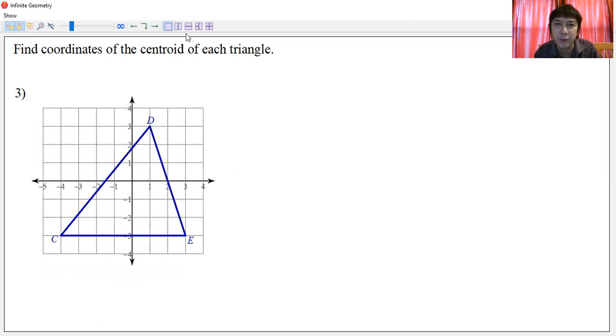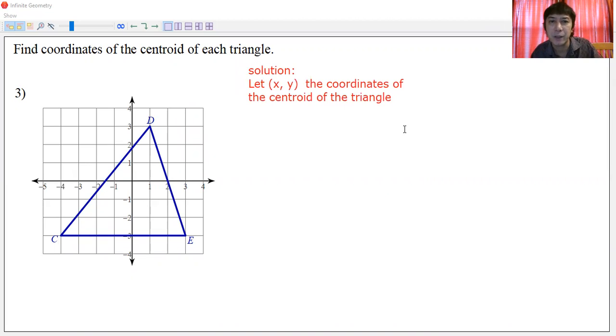All right, here's number 3. The instruction is the same. Find the coordinates of the centroid of each triangle. All right, so we shall begin with our solution. And we have our statement. All right, let x, y be the coordinates of the centroid of the triangle.